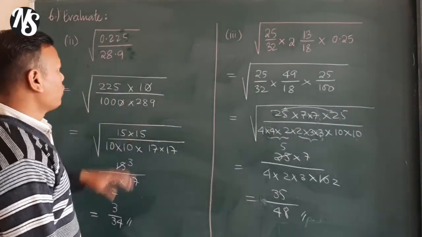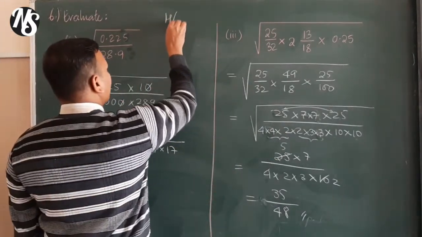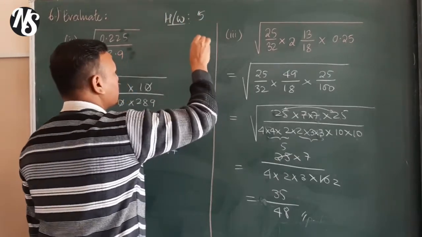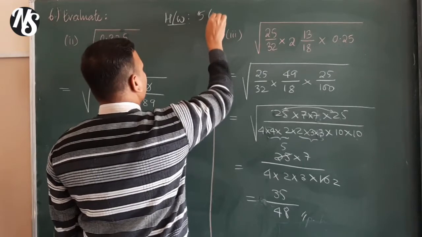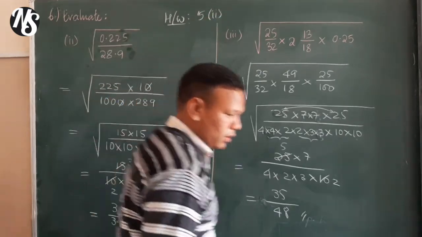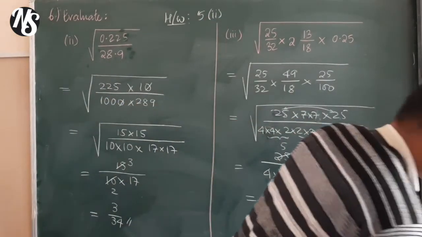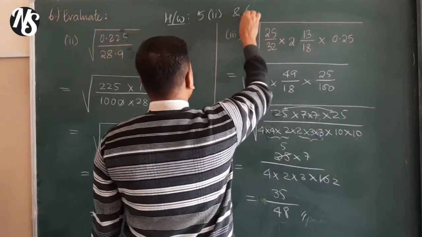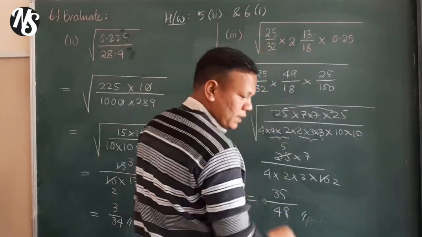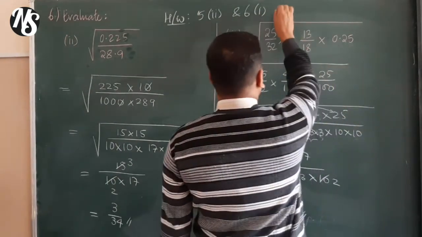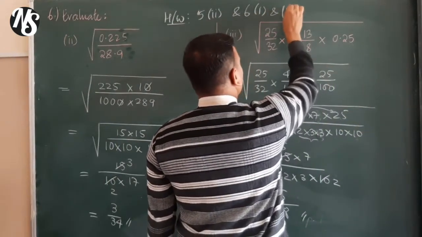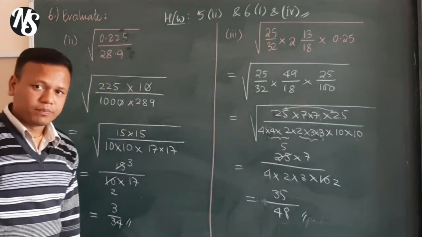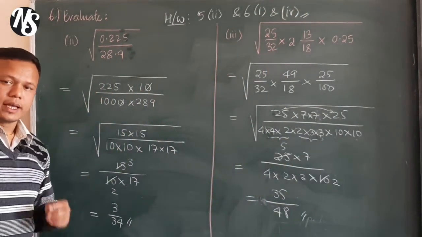Okay, so your homework. Homework I'll write here. You will do question number 5 sub number 2. I think I have done, yeah, so you'll do 5 sub number 2, and you'll do 6 sub number 1 and 4. Remember, these are your homework which you will do and send it to me. You may pause the video and note it down.